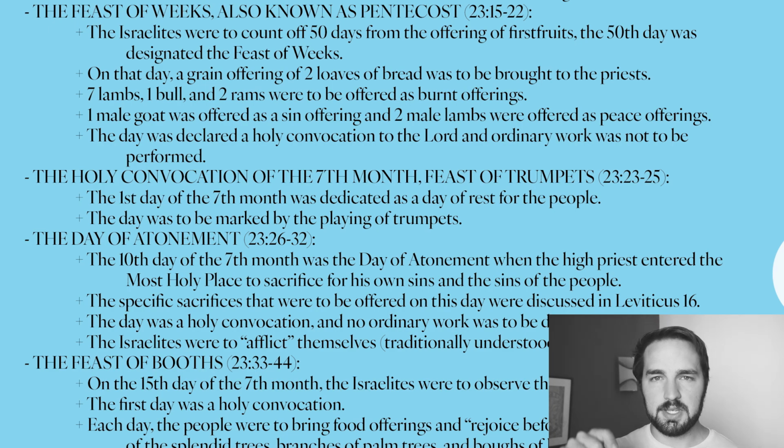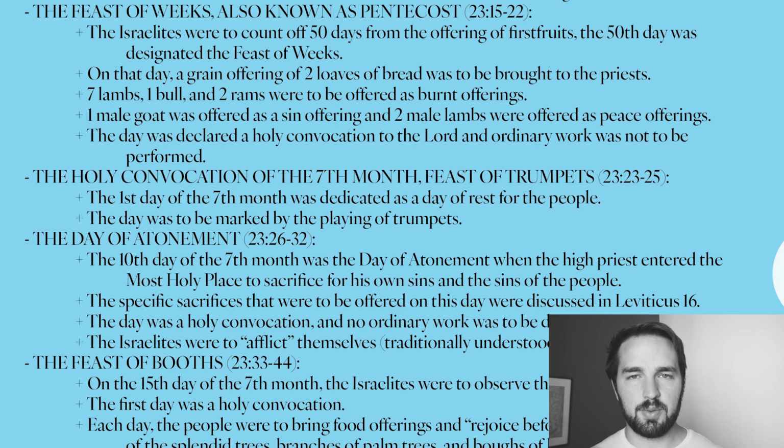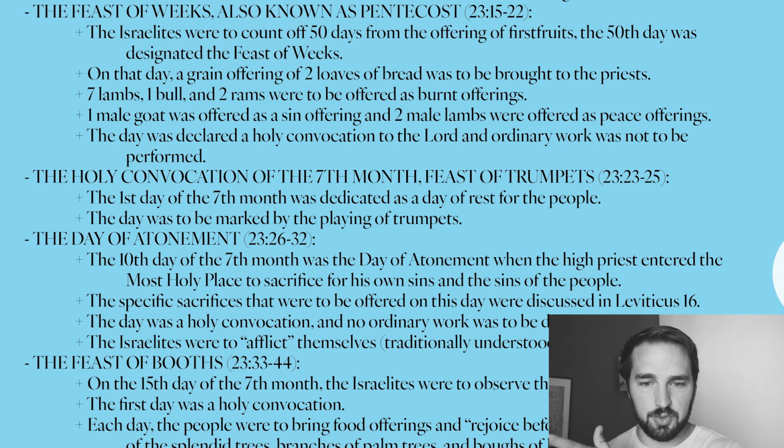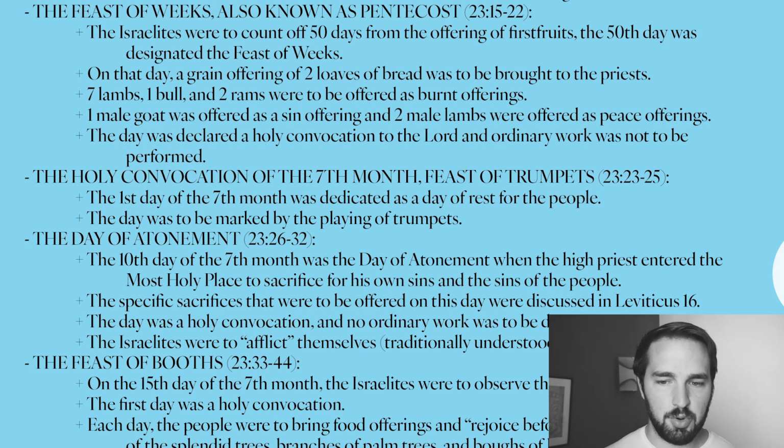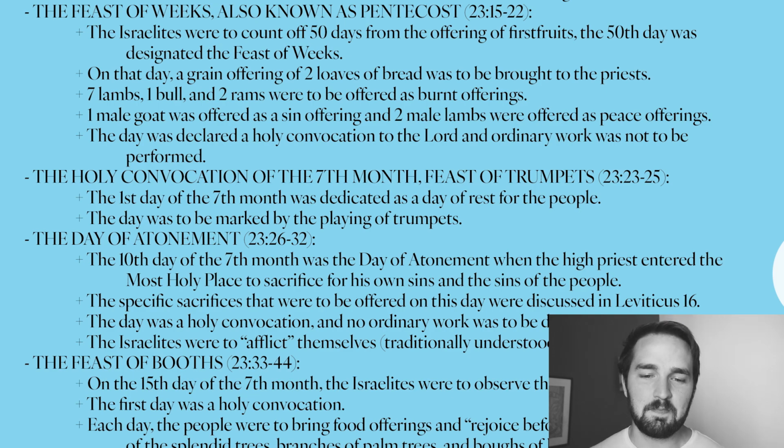The Israelites were supposed to count off 50 days from the time they offered the sheaf of the first fruits, and on the 50th day, that day was Pentecost, or the Feast of Weeks. On that day, a grain offering of 2 loaves of bread was to be brought to the priests, 7 lambs, 1 bull, and 2 rams were to be offered as a burnt offering. 1 male goat was offered as a sin offering, and 2 male lambs were offered as a peace offering. The day was also declared a day of holy convocation, and no ordinary work was supposed to be performed on that day.